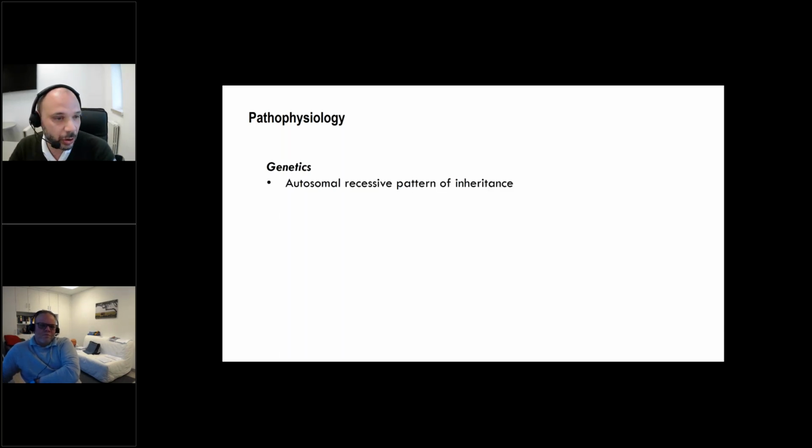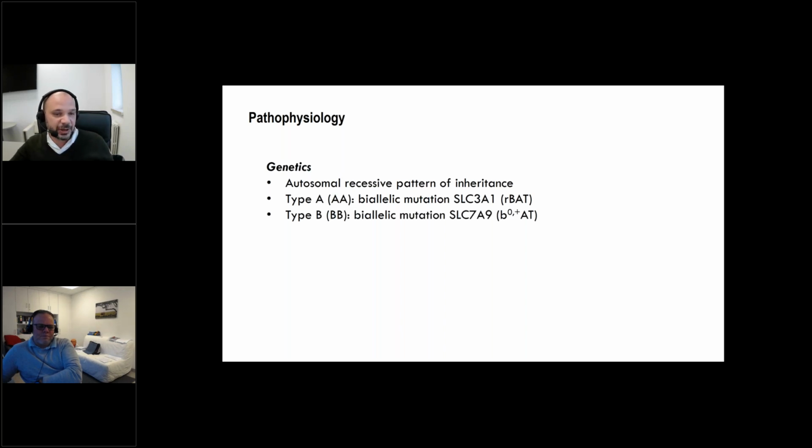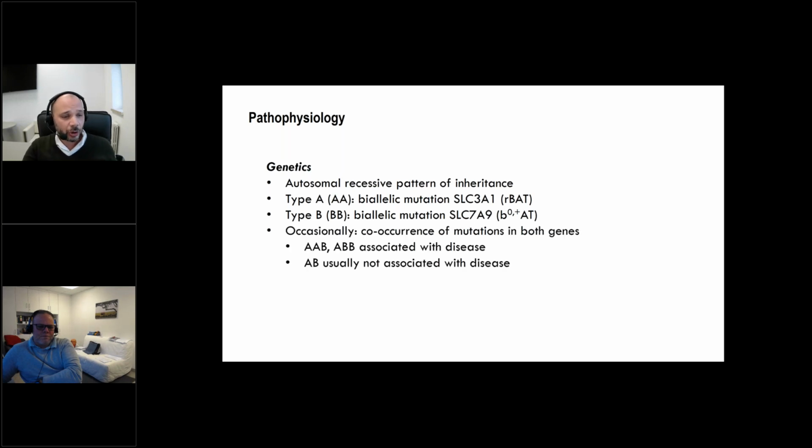With regard to genetics, we know that this condition is classified as autosomal recessive. The current classification has supplanted the traditional classification that was based on the amount of cysteine excreted by relatives of the proband, and it is now based on the molecular lesion. So we have a type A disease when there is a biallelic mutation of SLC3A1, type B when there is a biallelic mutation of SLC7A9. Occasionally, there may be a co-occurrence of mutations in both genes. However, the condition of compound heterozygous AB is usually not associated with disease. So we still need to have a biallelic mutation, either A or B, in order to have the clinical phenotype.